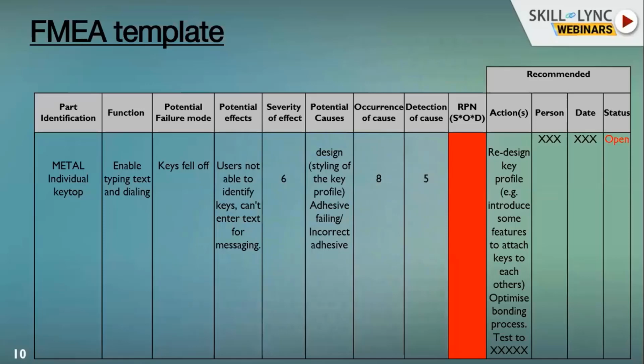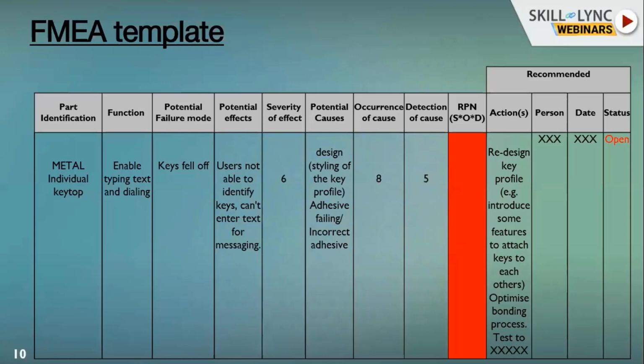But sometimes you do this not for the occurrence of causes, you do the occurrence of the failure mode, like how often the keys can fall off. So you have to be careful about what you are trying to do. Is it the occurrence of causes, where you are trying to eliminate the causes, or are you trying to eliminate the failure mode itself? And then detection of the cause, like is there somewhere it can be easily detected visually. And then RPN is where you multiply these three numbers, 6, 8, and 5. That's the number you get.